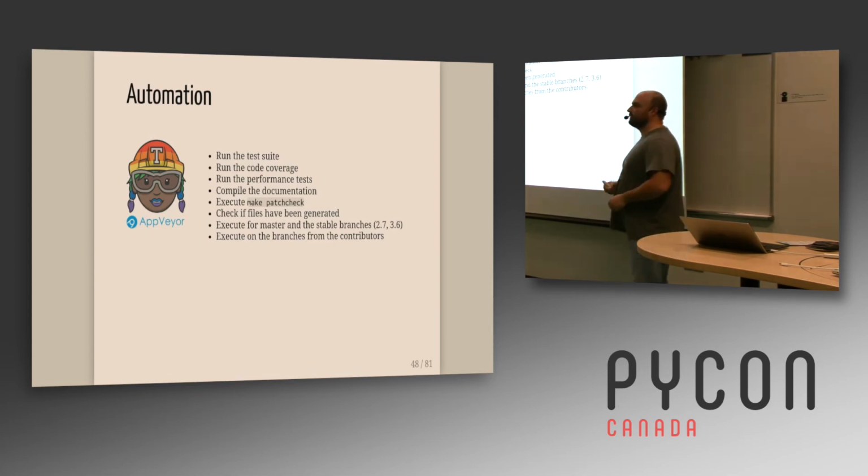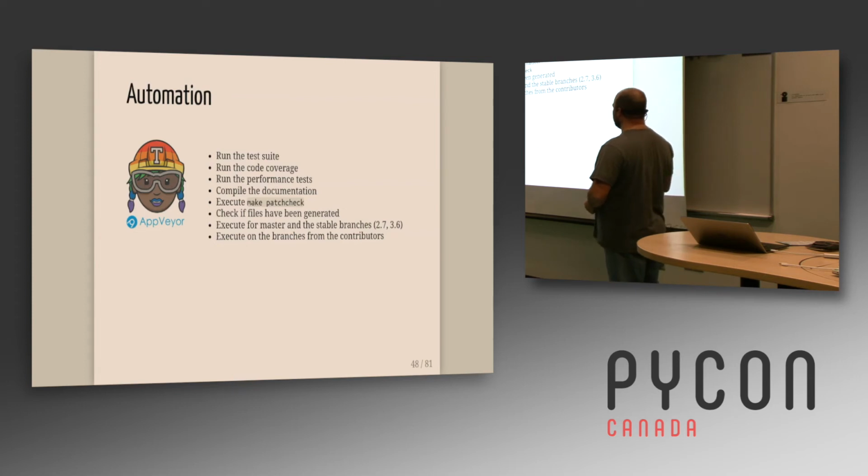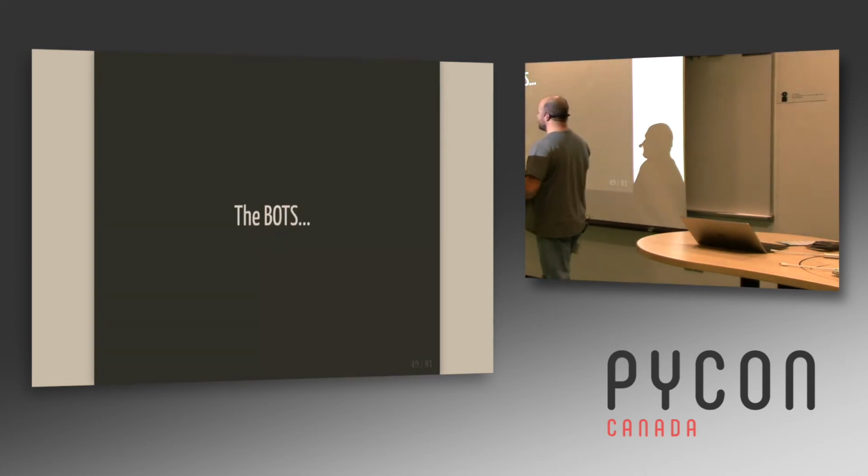Patch check is just a small command in the makefile where we check if your patch can be accepted, and we'll follow a checklist. Okay. And of course, it will be executed on the master branch and the stable branches, 2.7 and 3.6, and of course, the other branches from the contributors. Okay? And we use AppVeyor just for the Windows build. So, we have some bots.